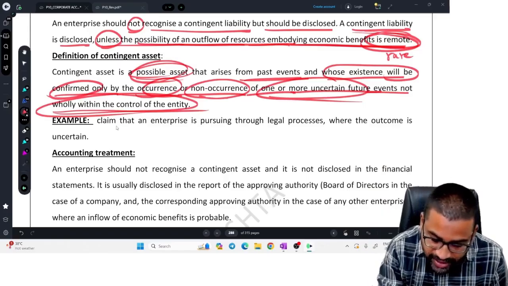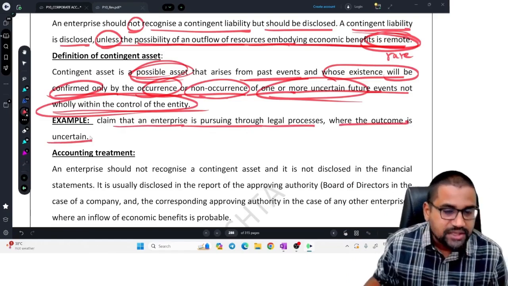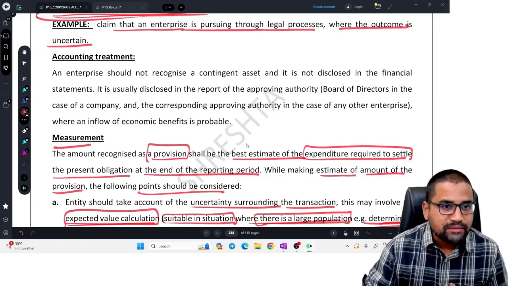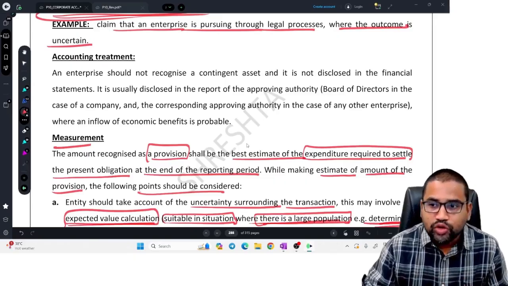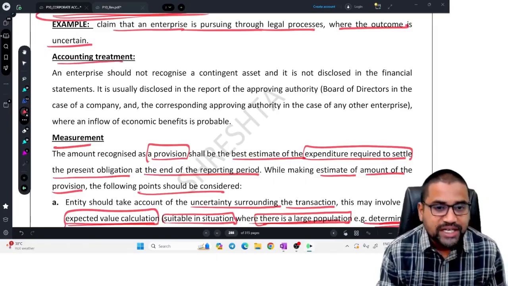For example, a claim that an enterprise is pursuing through legal process where the outcome is uncertain. Suppose there is a legal process, we are making some claims, and we don't know the outcome of the other party. So as of now, we can't say anything. Sir, what is the accounting treatment of a contingent asset?